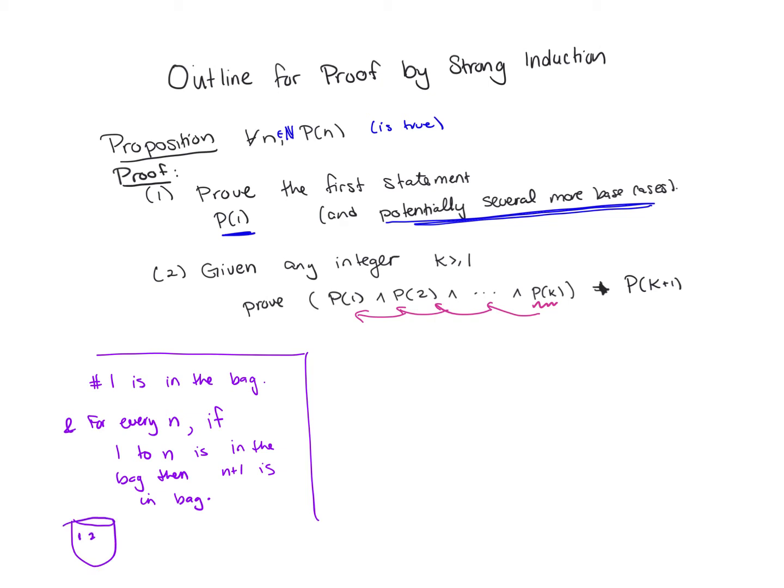so 2 is in there. And then 1 and 2 are in there, so 3 is in there. And then 1 and 2 and 3 gives us 4. And 1 and 2 and 3 and 4 gives us 5, and so forth.